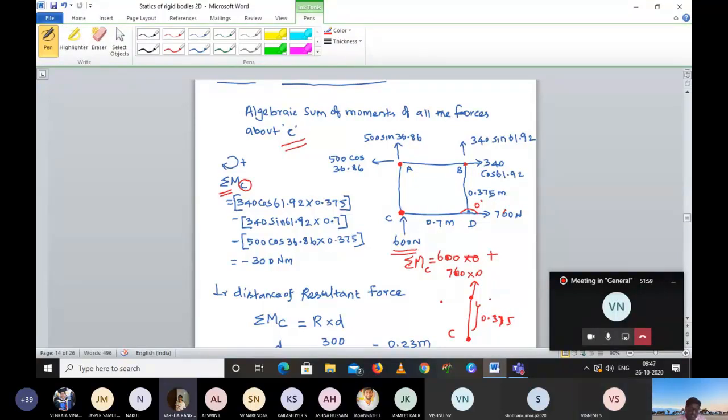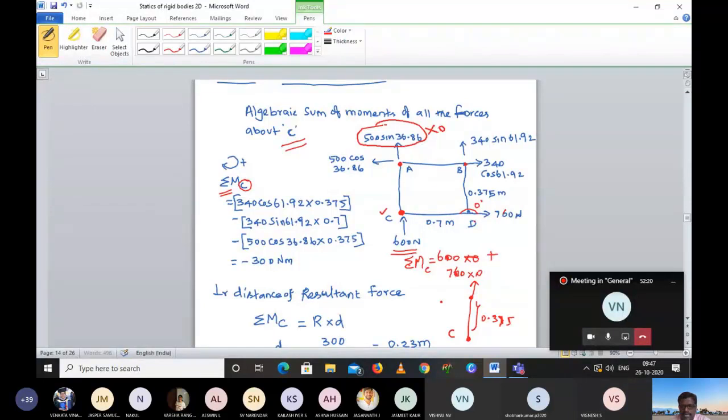Whether this 0.375 is the perpendicular distance to 500 sin 36.86 with respect to C? No, sir, parallel, sir. Yeah, take down. So that's why we are not considering this particular force. That is also multiplied into 0 when you are taking with the C.